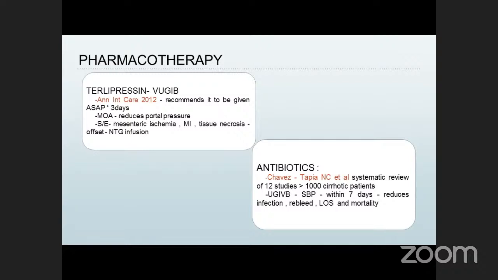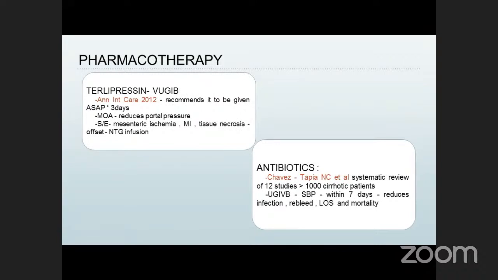The Annals of Internal Medicine 2012 journal recommends that it has to be given as soon as possible, but at the max, it should be restricted to 3 days. Why? Because it comes with very major side effects like mesenteric ischemia, myocardial infarction, and tissue necrosis. The fingers and all become almost dusky and may even start to fall off. So in order to counteract the side effects, NTG infusion can be initiated, but again, it comes at the compromise of hemodynamic stability.